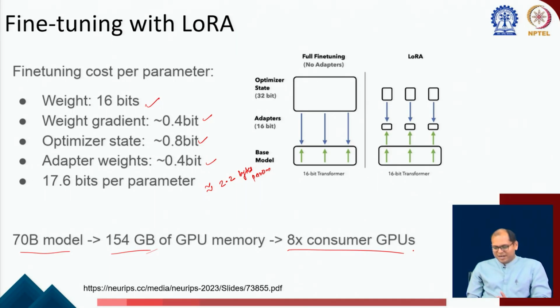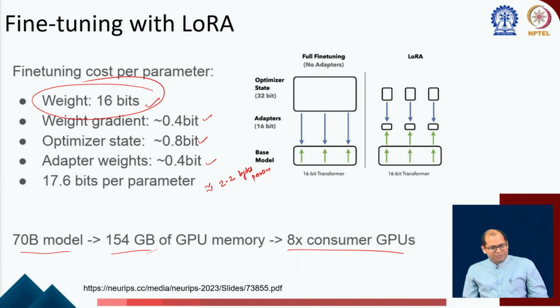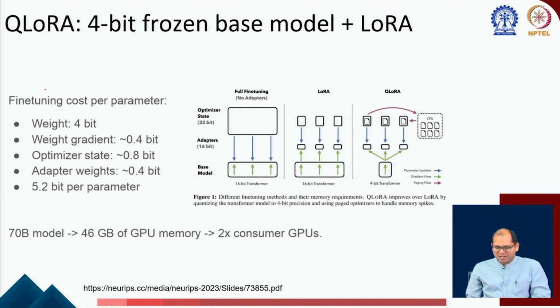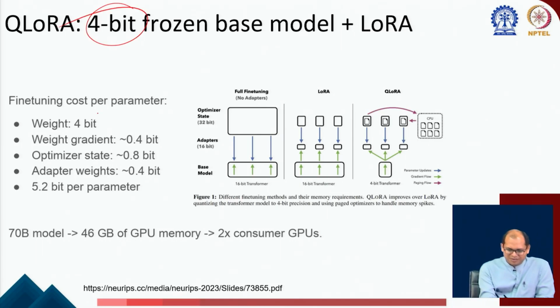So the way you can do better is you have to save here, right? Can you do better than 16 bits? Can you reduce here? And that's where the idea of quantization comes in. So in QLoRA, you just use 4-bit, right? So you just use 4 bits to represent this. So your weights are 4 bits and everything else remains roughly the same for the LoRA part. So then you get roughly, I should say 5.6 here, but yeah, let's say 5.2 bits per parameter.